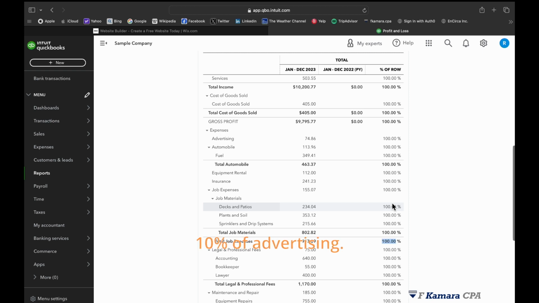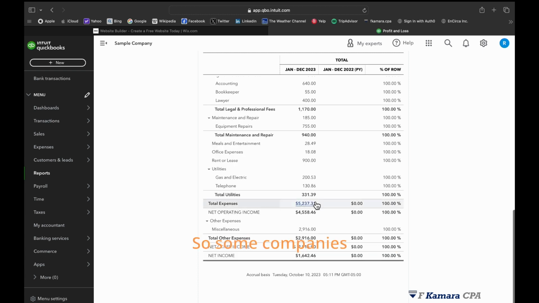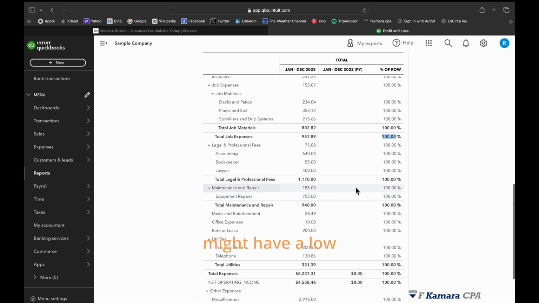So let's say we see 10% of advertising. Yeah, you can set up a threshold based on your understanding of the client. But the moment we start seeing advertising going up where revenue is not increasing, meaning there is low return on advertising. Some companies might have a low percentage, maybe 3%. So it all depends on the company's policy.